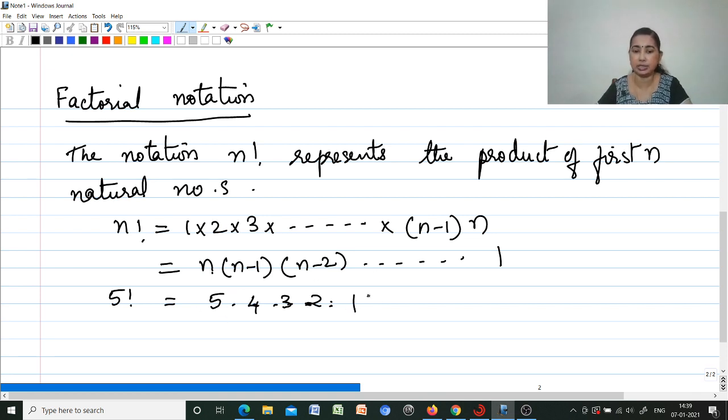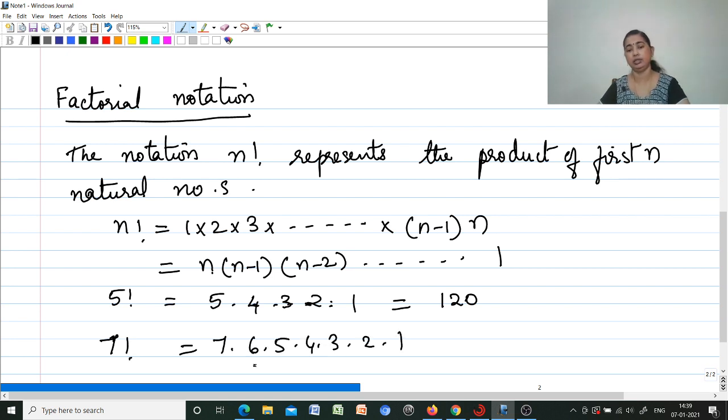5 factorial is how much then? 20 into 6. 20 into 6 is 120. In the same way, how much will be 7 factorial? 7 factorial means 7 into 6 into 5 into 4 into 3 into 2 into 1. So multiply, and we will get 7 factorial.